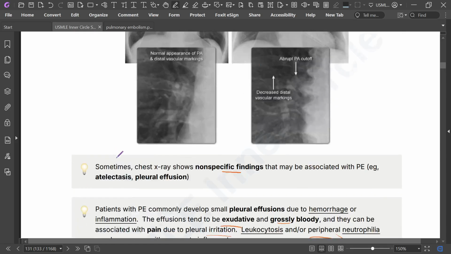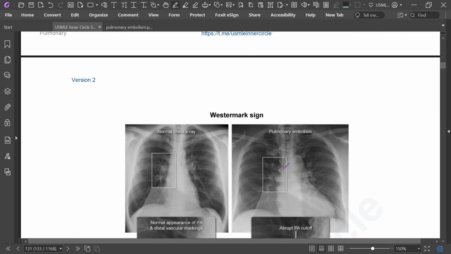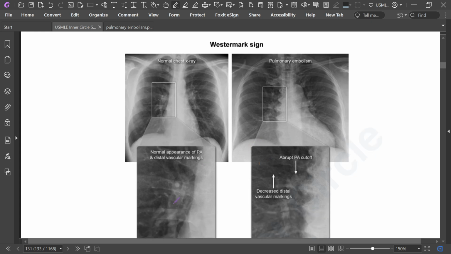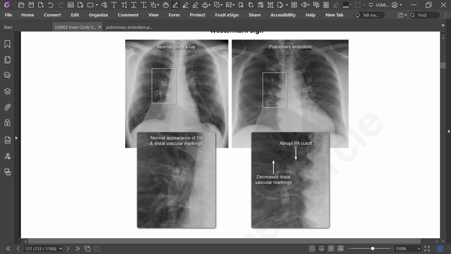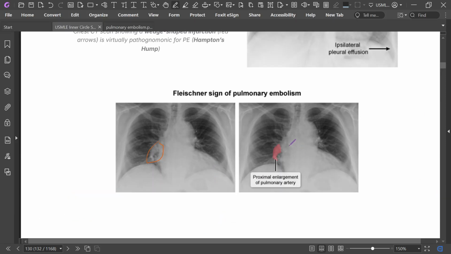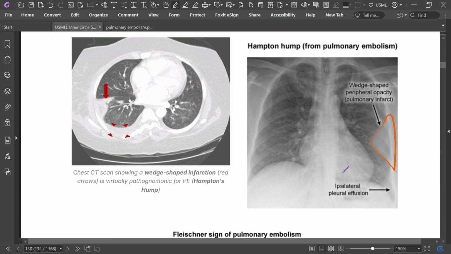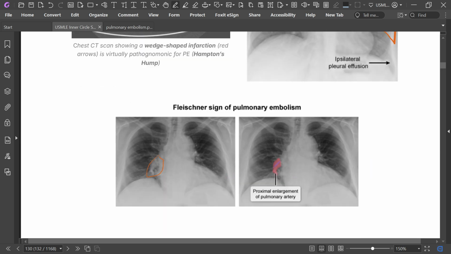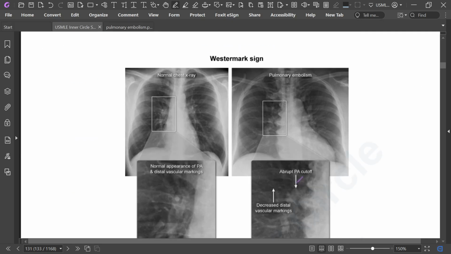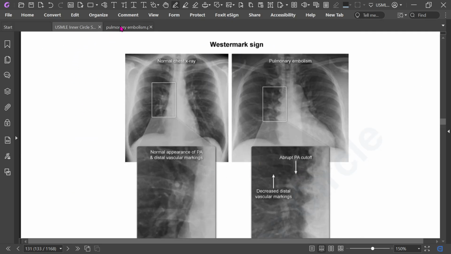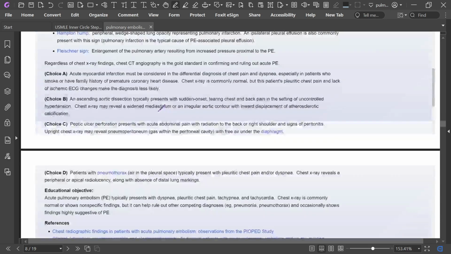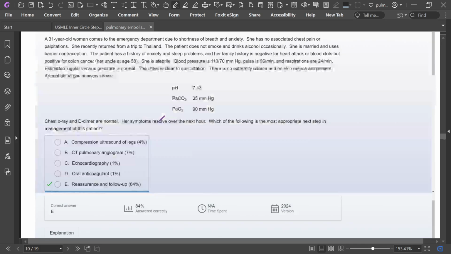Look at these. This is the Westermark sign, and this patient has the Westermark sign: abrupt pulmonary artery cutoff and decreased distal vascular markings. And look here, this is the Fleischner sign, proximal enlargement of the pulmonary artery. This wedge-shaped sign is called Hampton. Fleischner is for proximal enlargement of the pulmonary artery, and then the Westermark sign. So if you find these signs, you can say that this is pulmonary embolism.